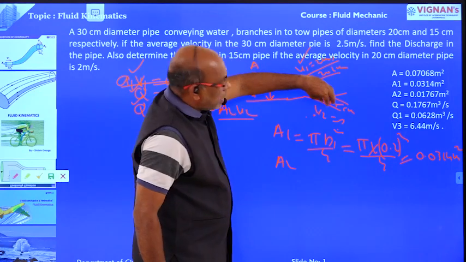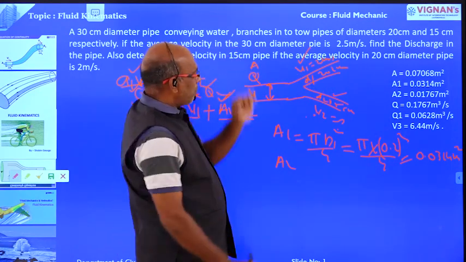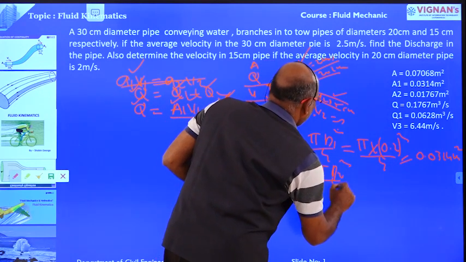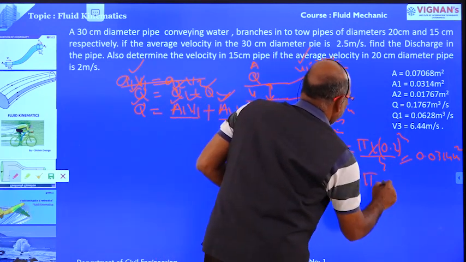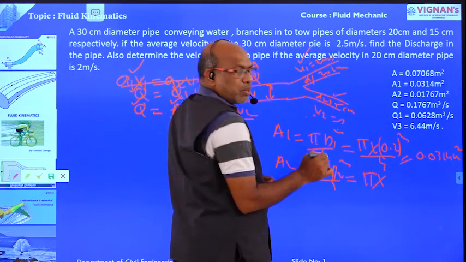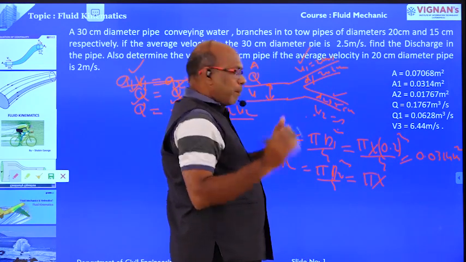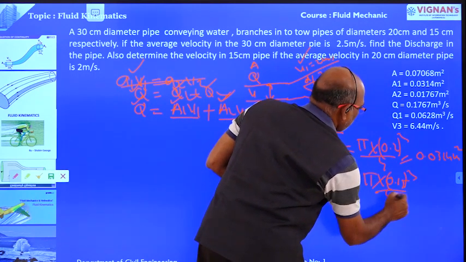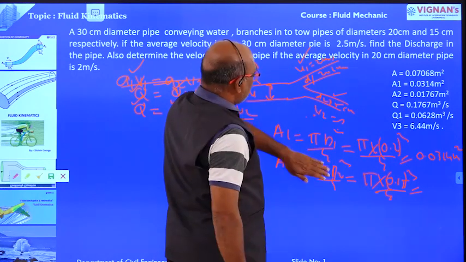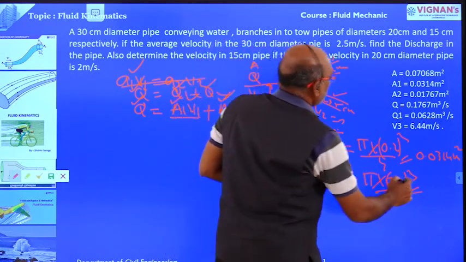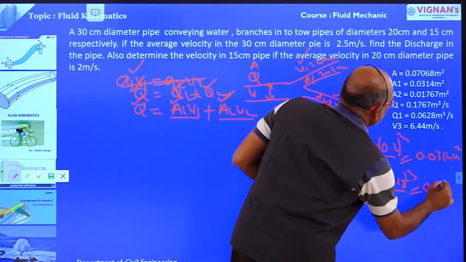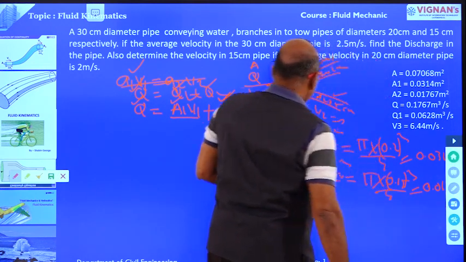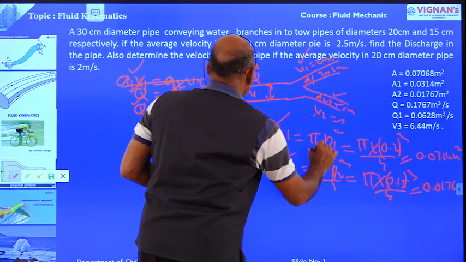Then A2. A2 means that is the 15 centimeter dia pipe cross-sectional area. A2 is equal to the same formula, pi d2 square by 4, that is equal to pi into what is the diameter? 15 centimeters, that converts into meters, 0.15 square divided by 4. You have the cross-sectional area of the 15 centimeter dia pipe is equal to 0.01767 meter square. Right? The A1 known to us, A2 known to us.